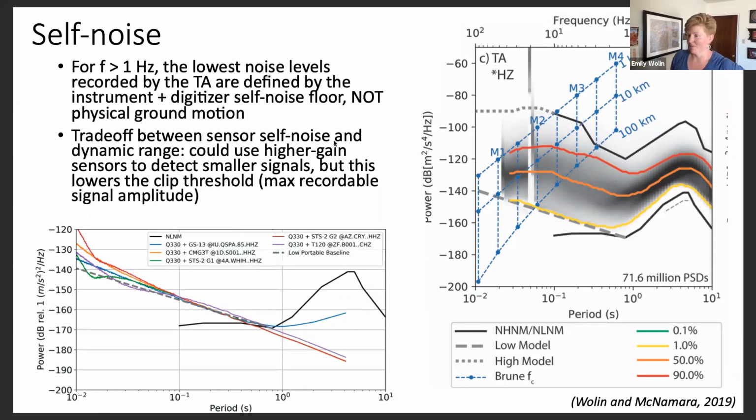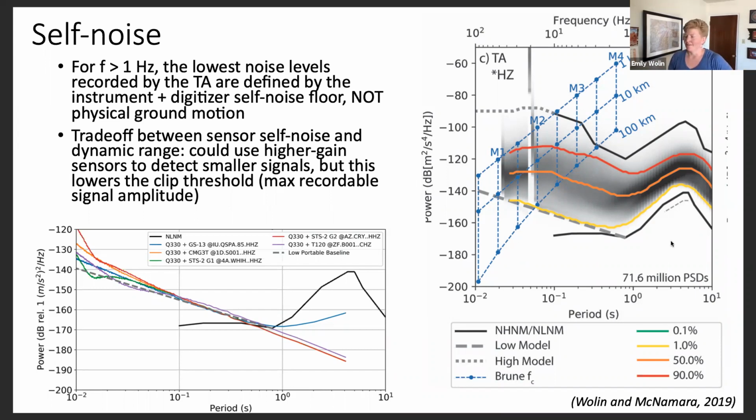So for frequencies above about a Hertz, we can go ahead and look at the self-noise as well. Here's an example from the EarthScope Transportable Array. You can go to the IRIS MUSTANG database and get every PSD from every hour recorded by every TA station. This is 71.6 million PSDs. If you look at the noise floor of that network, there's about 1% of the time, cumulatively over all TA station hours, this recorded noise with an interesting shape, sort of linear with frequency here.